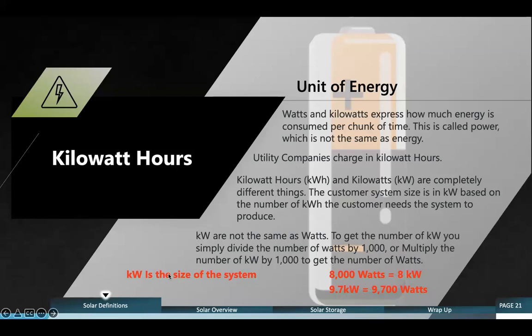Now, kilowatt is the size of the system. Kilowatt hour is the energy that it produces. So we're going to be dealing with these two numbers. On the back end, we deal with the voltage and the amperage and all that other stuff. For your sake, this is going to be a very important definition. Kilowatts is the size of the system. Kilowatt hours is the actual energy it produces.